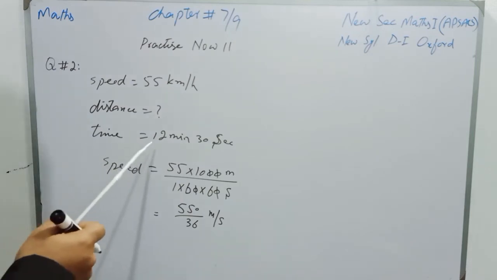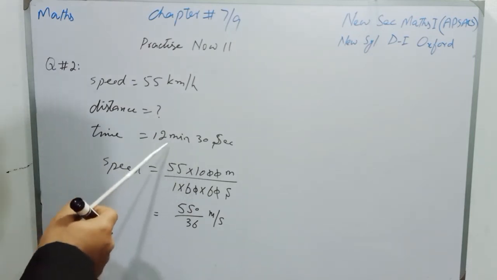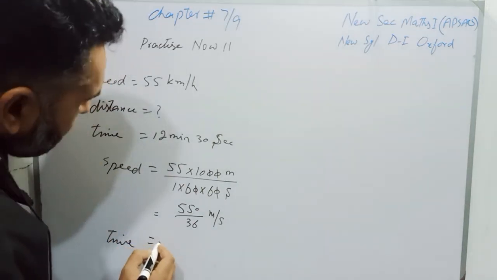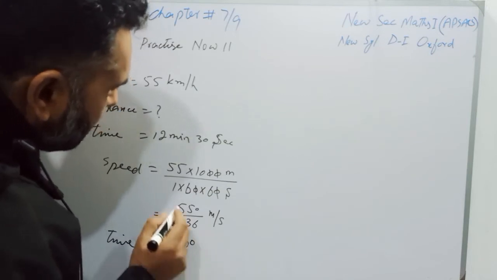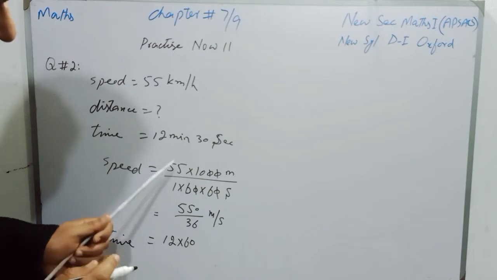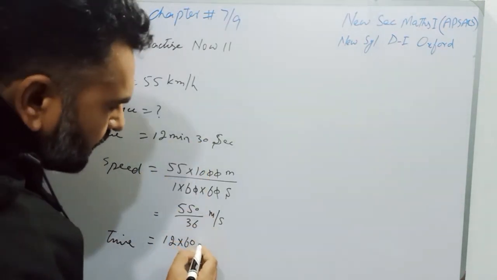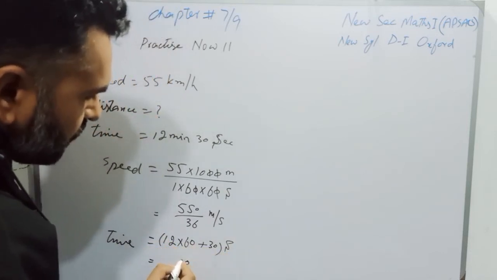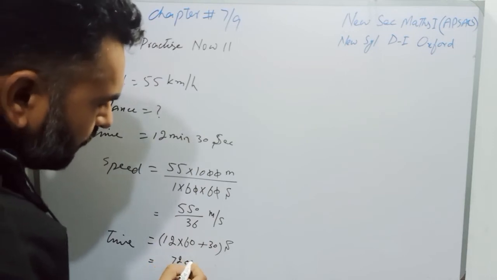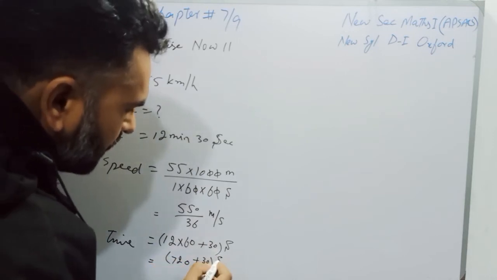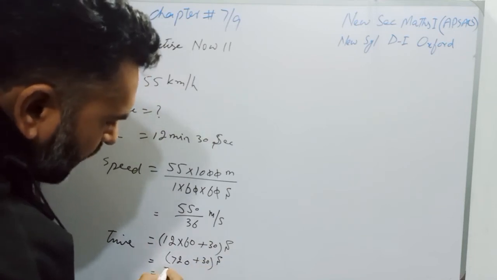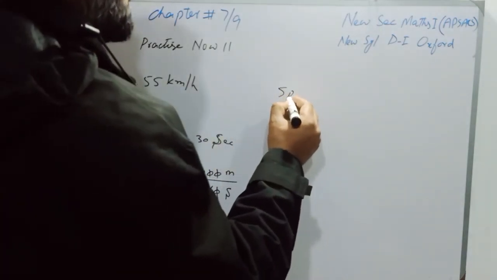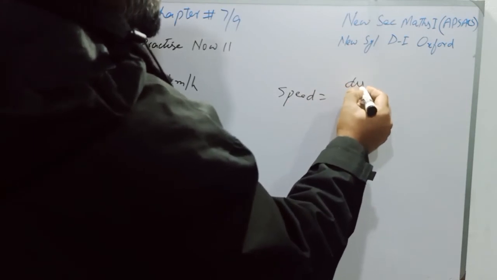And now students, time is given in minutes and seconds. So we will convert our minutes into seconds, and time is written as time is equal to 12 multiplied by 60. These minutes are converted into seconds by multiplying minutes with 60, and there are 30 seconds as well. So we will add these 30 seconds to it. 12 zeros are 0, and 12 sevens are 72, plus 30, and it will become 750 seconds. Time is 750 seconds.